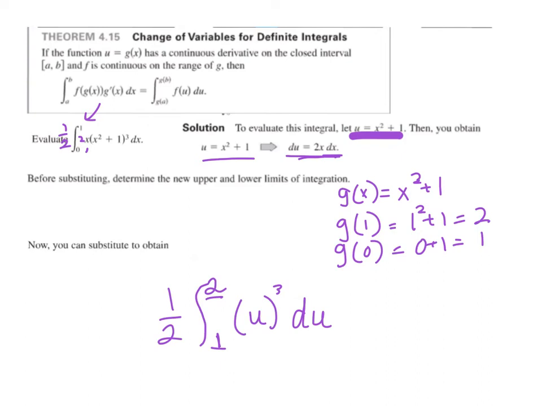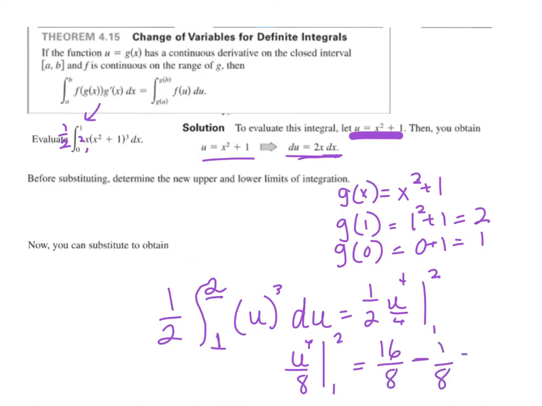Okay, so this is going to be 1/2 times u to the 4th over 4 from 1 to 2. And that will get me u to the 4th over 8 from 1 to 2, which is going to be 16 over 8 minus 1 over 8, which will get me 15/8.